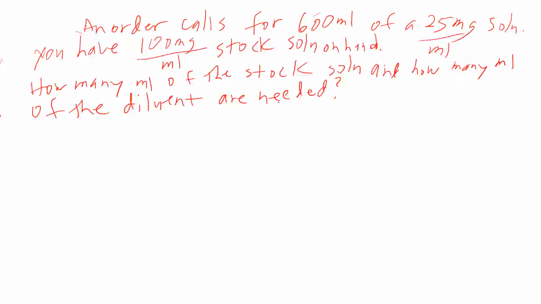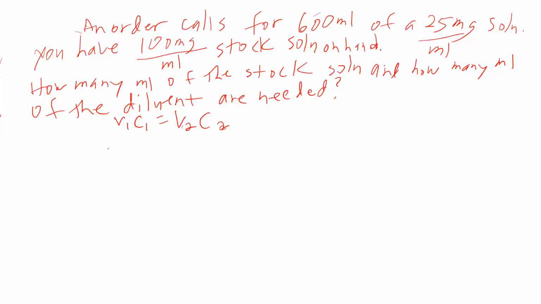Okay, so let's see. Can we do V1 C1 equals V2 C2? Well, let's see. We have 600 mils, so we have one volume. We have two concentrations, so we can find one of the volumes.